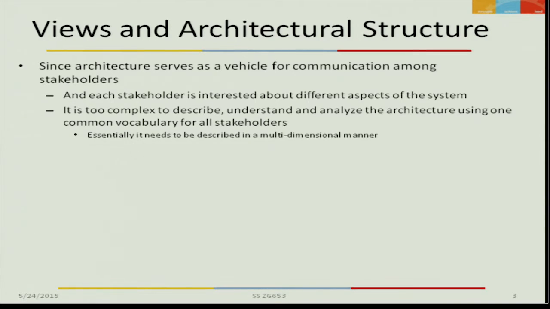If you recall, we showed an example where there were stakeholders from all different parts of an organization. For example, one stakeholder was a CTO or chief technologist. Another stakeholder could be a developer. Another could be, let us say, a deployment engineer. Another could be a database person. Now each of them is interested in different aspects of the system.